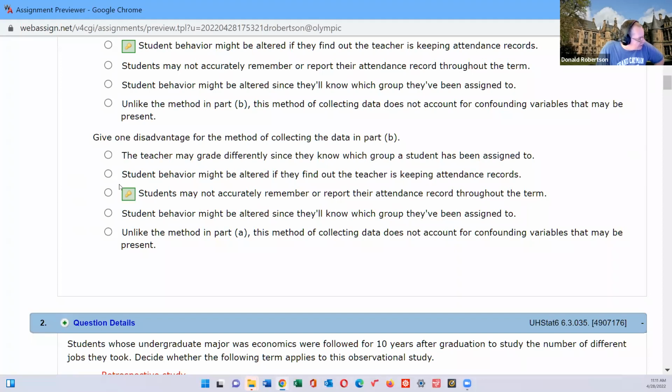And in this one here, although it's not clear, they say that one of the disadvantages of collecting it at the end is that students may not accurately remember or report their attendance. So it looks like I should have read up there. It's the students at the end of the quarter. You say to them, how many days were you off? And they say, I think I was off 3 times, or was it 4, right? They're not good at remembering. I would also add to that, wouldn't they maybe lie?